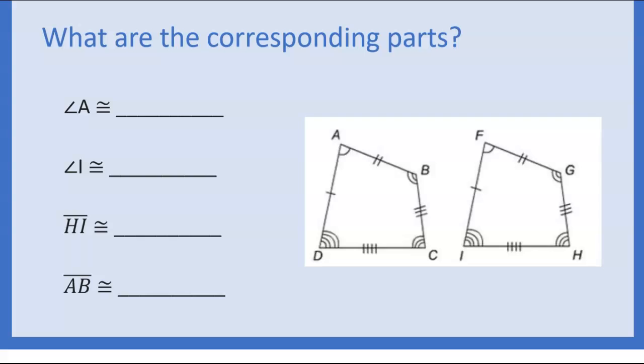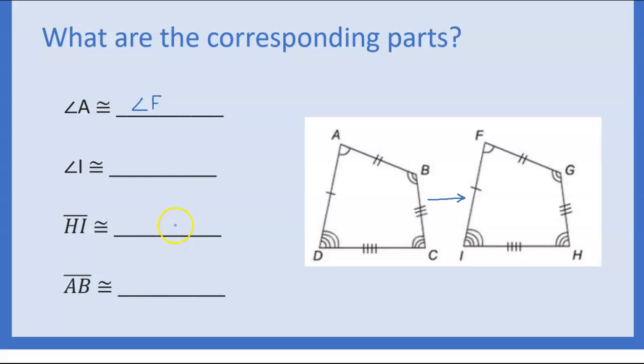So let's just look at an example of corresponding parts. If you look at this diagram down here, these two shapes have a lot of congruencies marked. What are the corresponding parts? What's the corresponding part to angle A? Well, you can see angle A has a single arc and angle F has a single arc. That means that those two angles are congruent. And you can see this looks like a translation. This looks like it just moved over to the right. So A and F would be corresponding parts. So we write angle F is a corresponding part here.